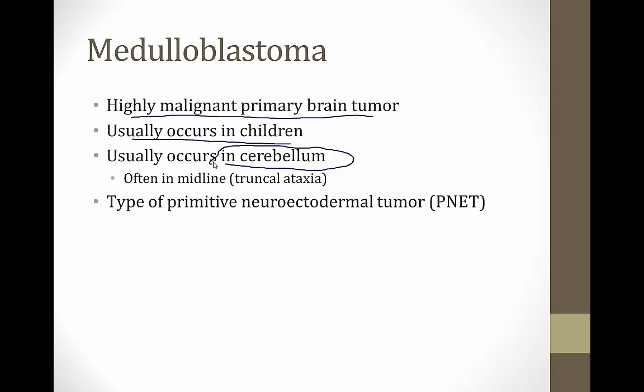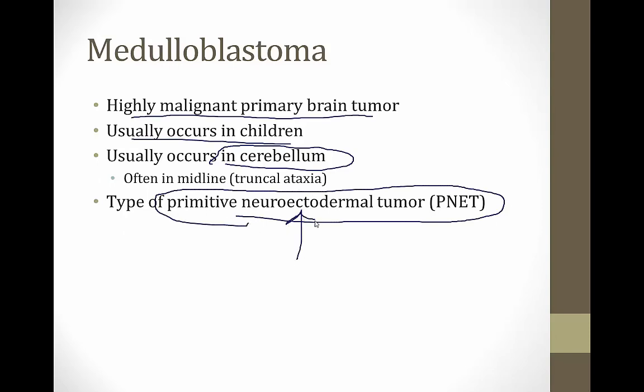And because medulloblastomas like to present in the middle of the cerebellum, they give truncal ataxia. So truncal ataxia is when children can't stand without falling to one side or the other, or they can't even sit up without someone assisting them because they tend to sway and fall over. And it's a type of primitive neuroectodermal tumor, and that means that it arises from the neuroectoderm. And the neuroectoderm is an embryonic structure, so that's an easy way to remember that these are tumors that will occur in children.